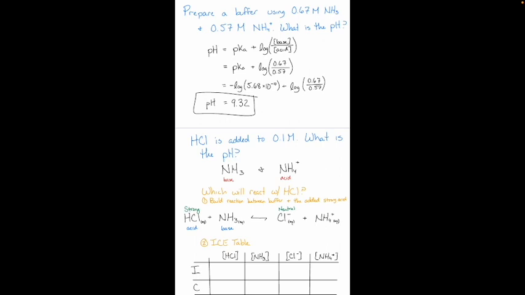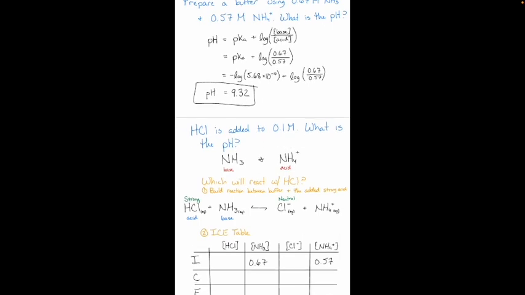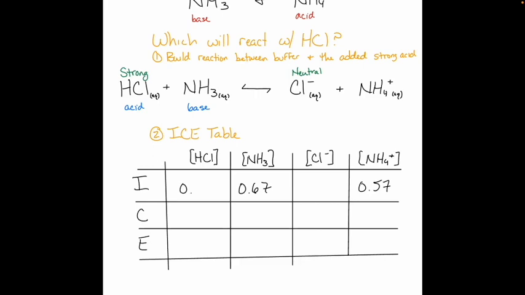All right, so because I'm starting out with a buffer solution, I have an initial concentration of my ammonia and my ammonium. But now I've also added that hydrochloric acid, so I also have an initial concentration of 0.1 molar HCl in there. We don't have any of our chloride ions to start out with because we haven't had any reaction yet.